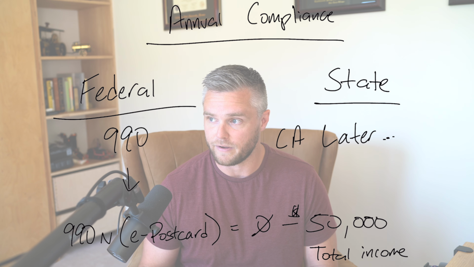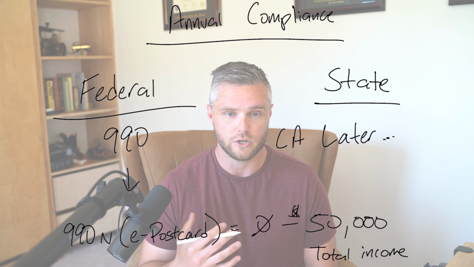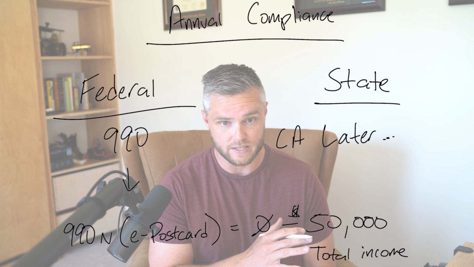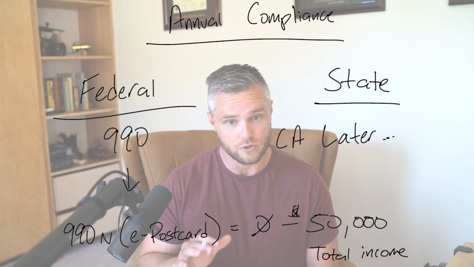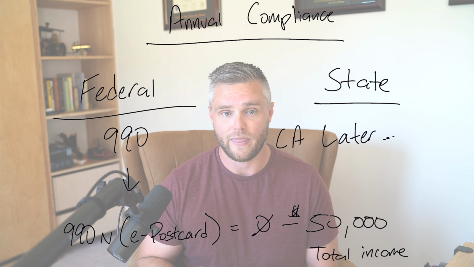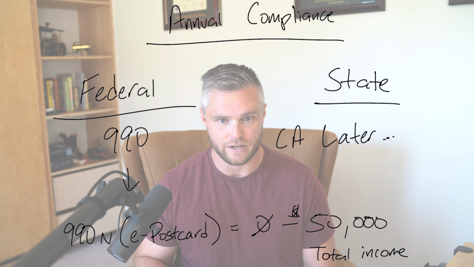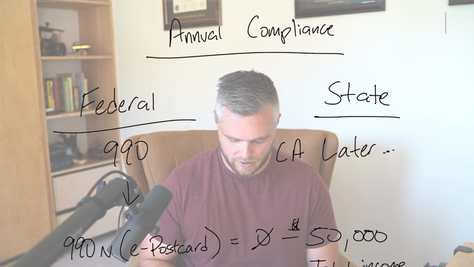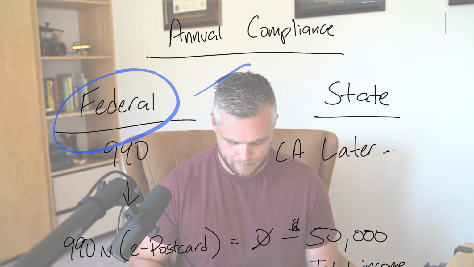Now, as a nonprofit, you are required to jump through certain hoops, mostly on the state side, but there is one federal form that you do need to file every single year, and that is what's called the Federal 990 form. Okay? So again, we're going to be covering just kind of the federal side of things today.